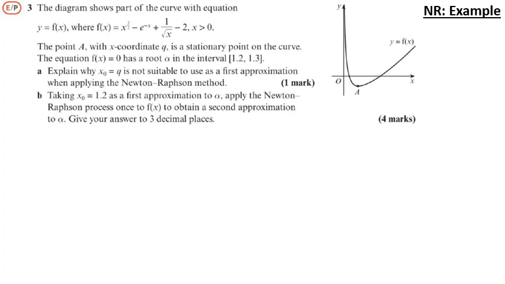And the first question is, explain why x0 equals q is not a suitable value to use as a first approximation when applying the Newton-Raphson method. When does Newton-Raphson break? It breaks if we're at or close to a stationary point. It breaks if we're at a stationary point, and it's inaccurate if we're close to a stationary point.